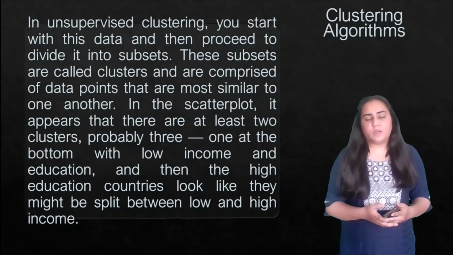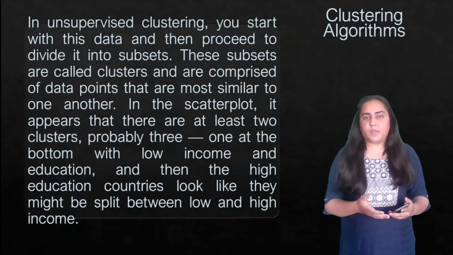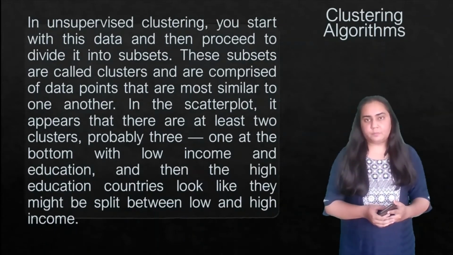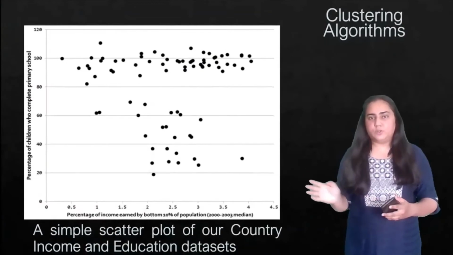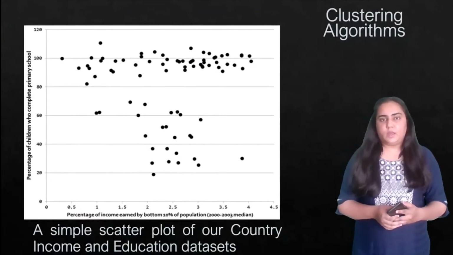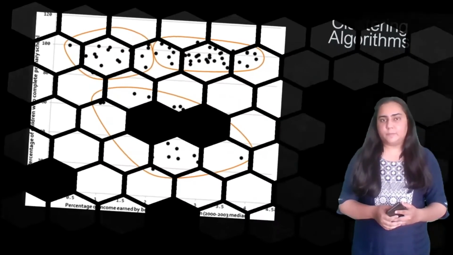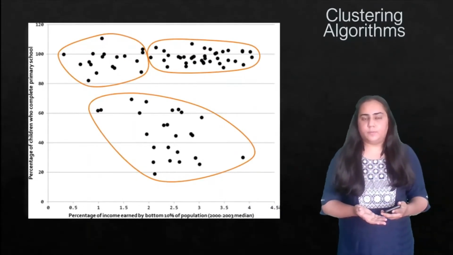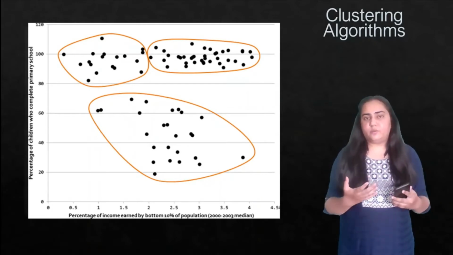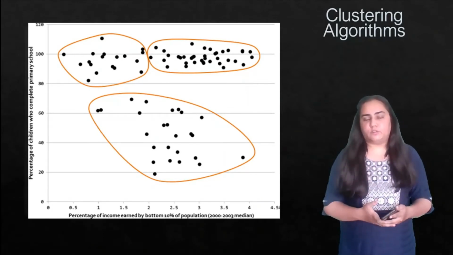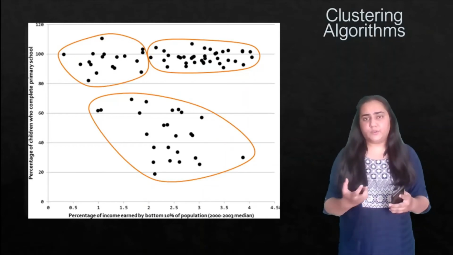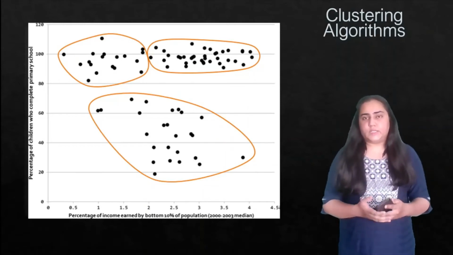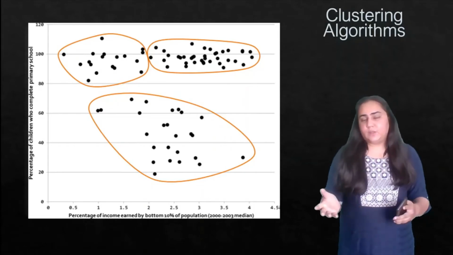You can see there's one at the bottom, which has low income and education, and then there are high education countries that are split between low and high income. This is the original scatter plot that we just saw, and we can divide it like this. There's a whole group of points that are down, and a whole group of points up, which we have divided into 2 different parts. So these are the 3 clusters created just by looking at the scatter plot.